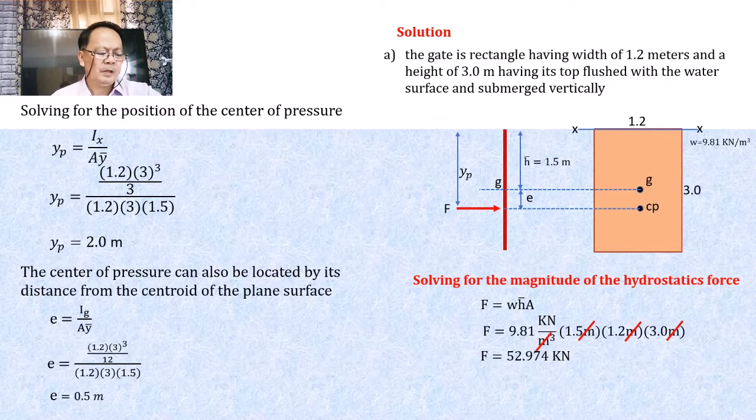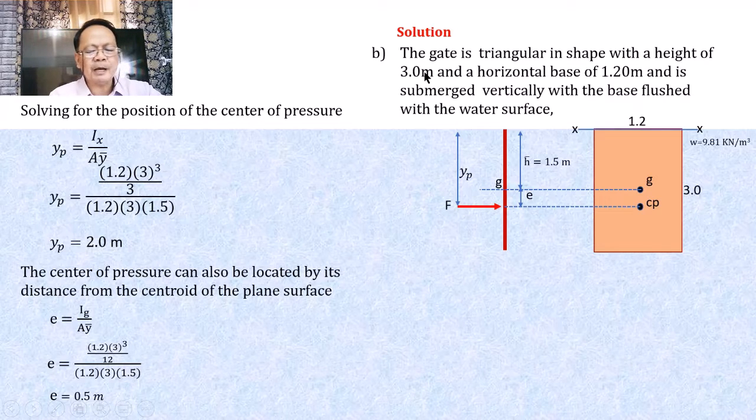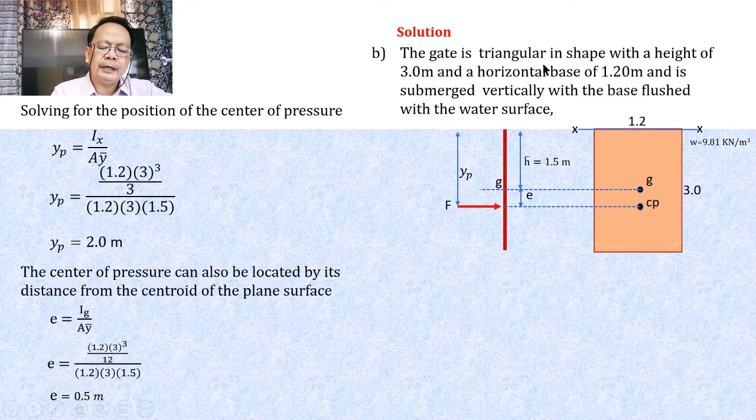Okay? Napuntahan naman natin guys itong second problem. Yung second problem, sabi dito, what would be the hydrostatic force exerted by the liquid if the gate is triangular in shape with a height of 3 meters and horizontal base of 1.2 meters and is submerged vertically. Submerged din siya vertically. And flush with the liquid surface. Gaya ng senaryo, kapantay ng tubig yung base ng triangle.